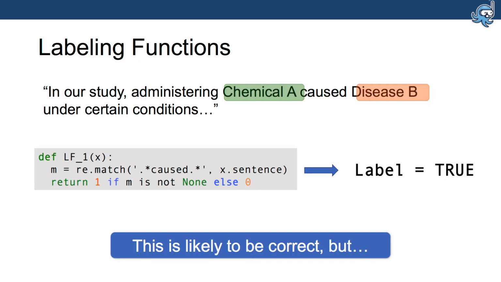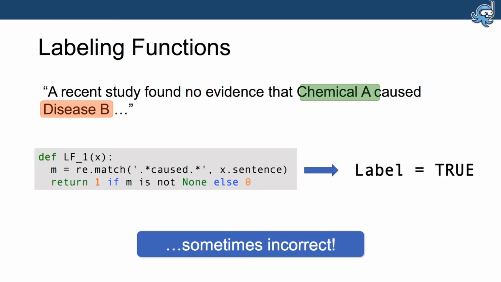And oftentimes, it's going to get the right answer. But immediately, you can think of lots of cases where it's going to be wrong, right? A sentence could say, a recent study found no evidence that chemical A caused disease B. And so our labeling function is still going to say true. That's the correct answer. But it's going to be wrong. It's going to be incorrect.